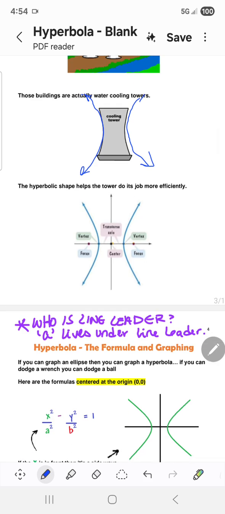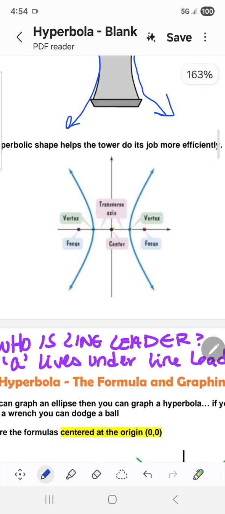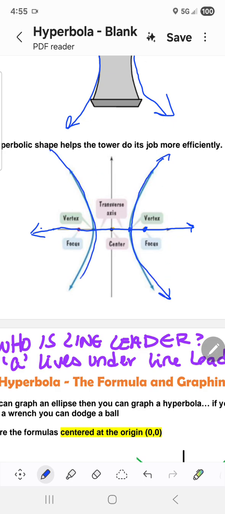So with a hyperbola, we have a transverse axis. You could call it a major axis if you'd like. And all the things happen on this axis. We have our center, we have our vertices, and we have our foci. Again, the foci live inside the hyperbola, on the inside of it. And the vertices, of course, live on the line of the transverse axis.